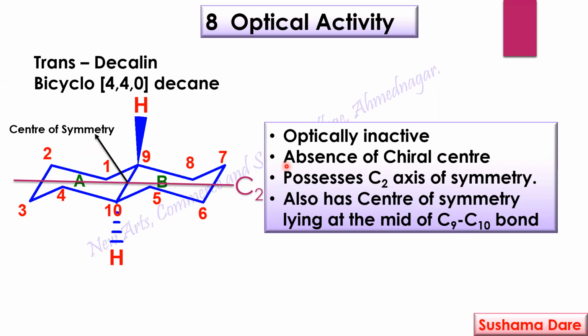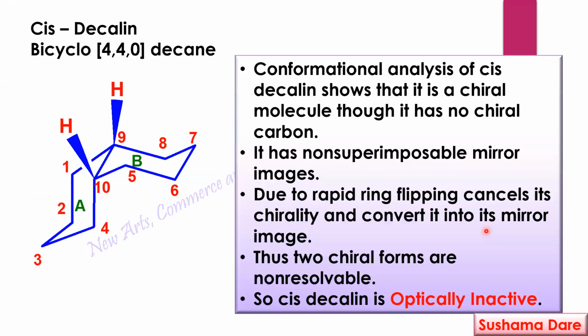So the first important thing is there is no chiral center, therefore it has to be optically inactive. But at the same time, there is a C2 axis of symmetry as well as a center of symmetry lying at the mid of the C9-C10 bond. Therefore, trans-decalin is optically inactive. In case of the cis-decalin system, there is also an absence of chiral center. So we expect that cis-decalin, because there is no chiral center, has to be optically inactive.